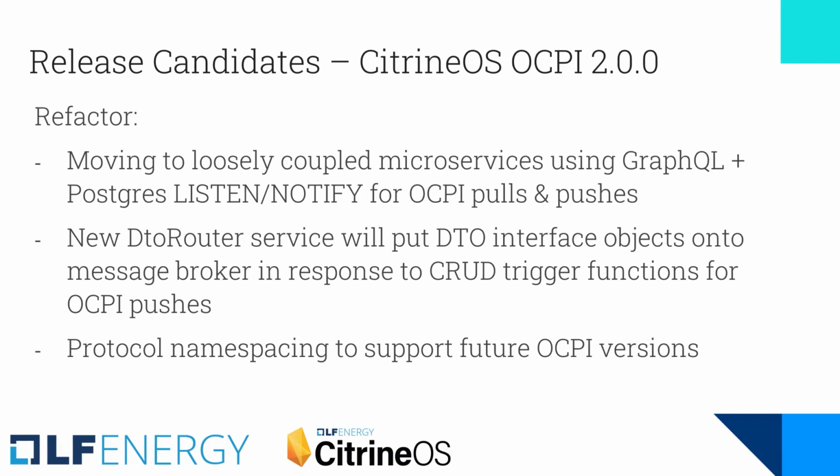And we're going to be namespacing the OCPI data so that in the future, it will be easier for us to add support for new OCPI versions. 2.2.1 is still the most widely used version, but 2.3.0 has been released with mostly smaller changes, but the addition of some new modules like the payment terminal module. And OCPI 3.0 is around the corner. So we will be revisiting OCPI to add support for those in the future.